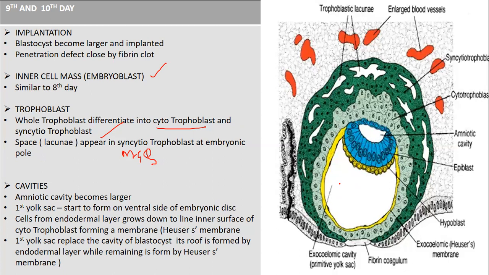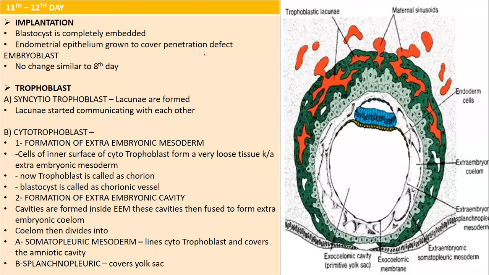Cells from the endodermal cells grow down to the inner surface lining the cytotrophoblast, forming the exocoelomic cavity or exocoelomic layer, which we also call Heuser's membrane. The primary yolk sac replaces the cavity of the blastocyst. Its roof is formed by the endodermal cells, and the remaining part is formed by Heuser's membrane and the endodermal cells. So this is just a review of what we have already seen.